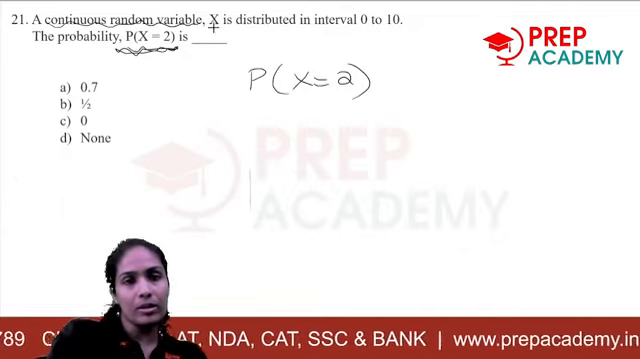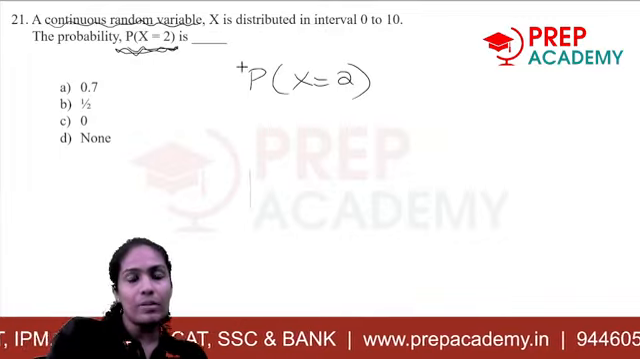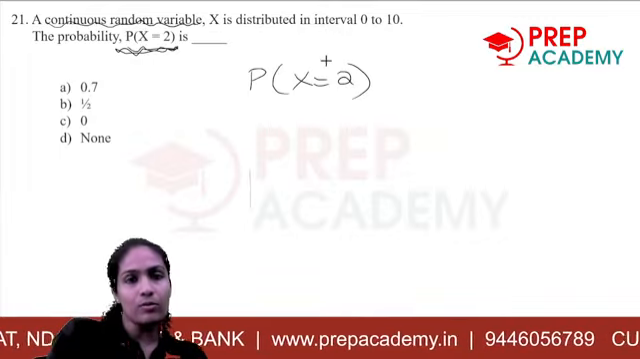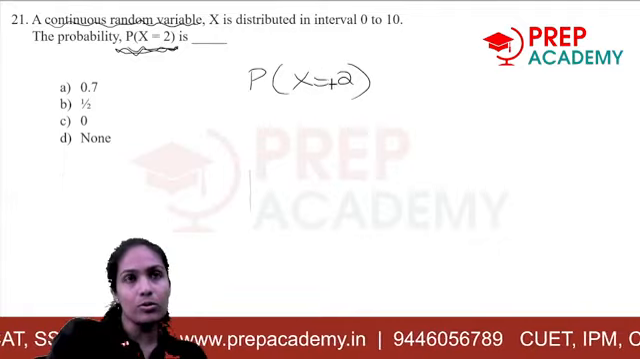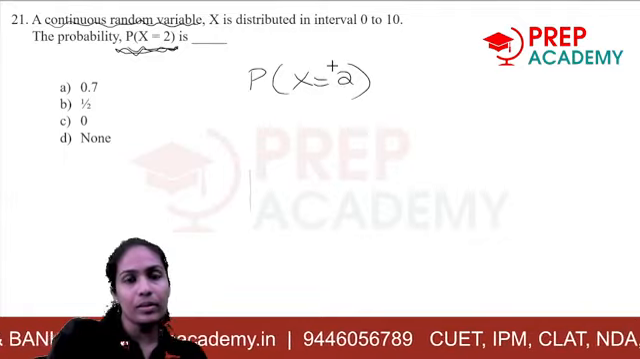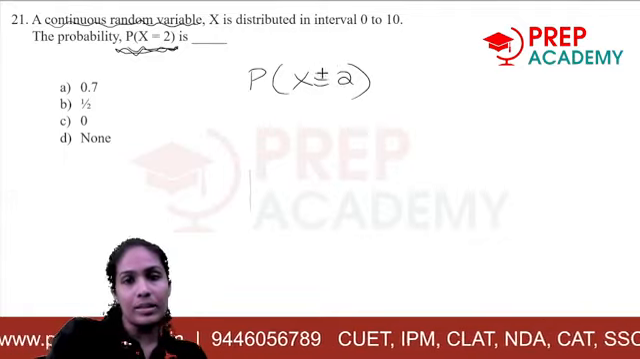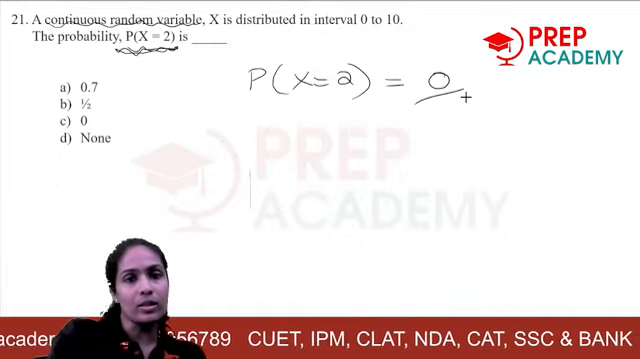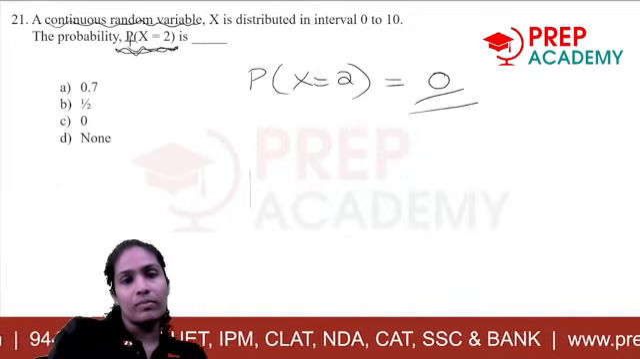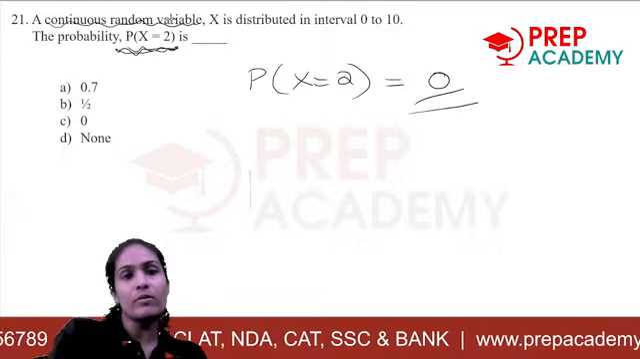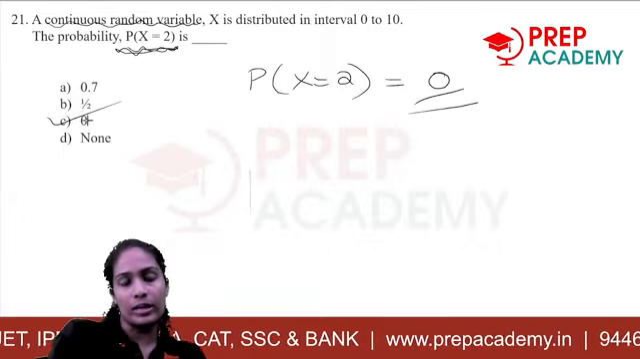The variable is a continuous random variable. So if the variable is a continuous random variable and you are asked to find the probability at x equal to 2, that is at a point, then the probability will be 0. Probability at a point for a continuous random variable is always equal to 0. That's the correct option, option C.